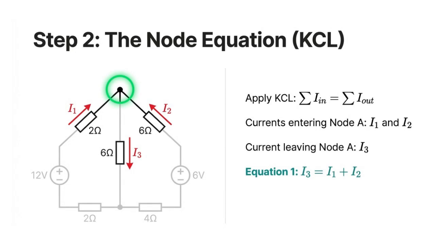Now let's focus on the node where the three currents meet. According to Kirchhoff's current law, the sum of currents entering this node must equal the sum of currents leaving it. Here, currents I1 and I2 are flowing into the node, while current I3 is flowing out. This means we can express the relationship as I3 equals I1 plus I2. This simple equation is key to analyzing how current is distributed at this junction and helps us solve for unknown values in the circuit.